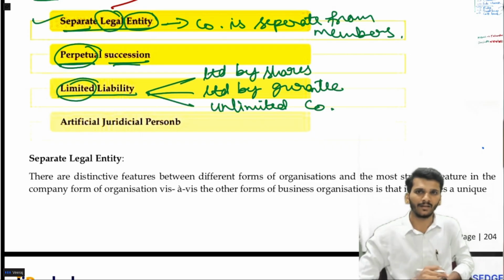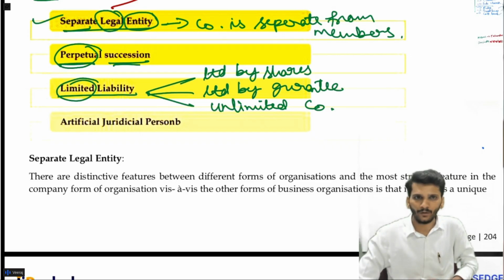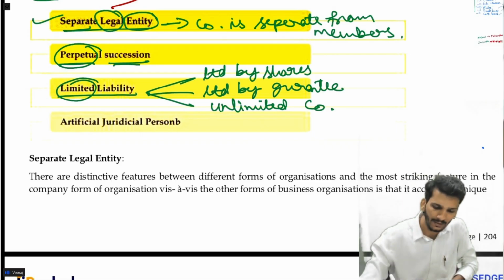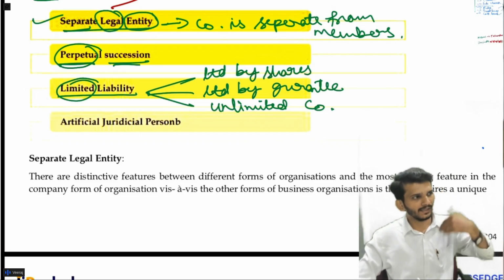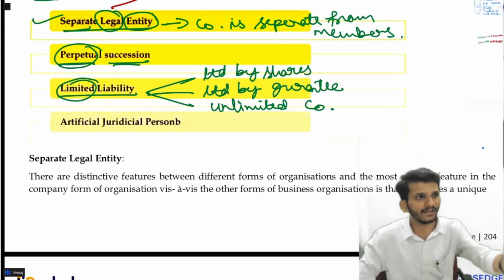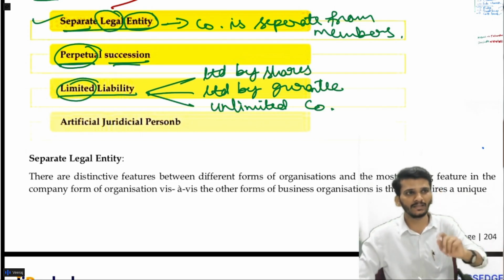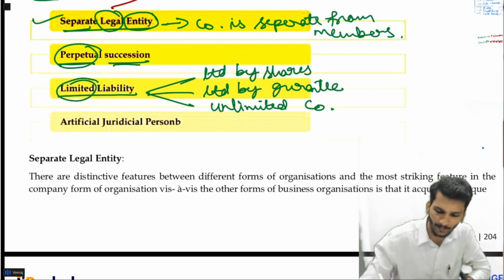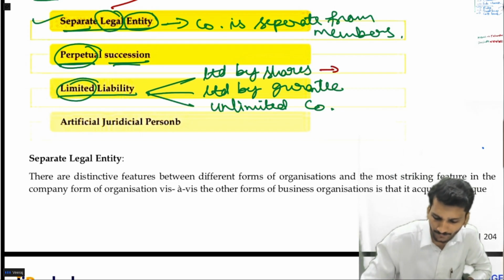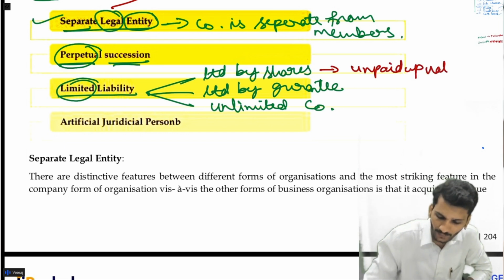But listen, if you are a member and your company is limited by shares, what do you mean by limited by shares? Whenever the company has started, it has issued shares to the members, and it is limited by shares. That means trading of shares happens. In that case, the liability of members is only to the extent of what? Unpaid up value of the shares.